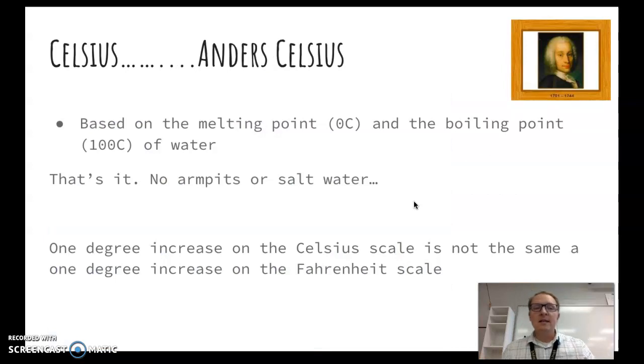Most of the world uses the Celsius scale. So thank you, Anders Celsius, for this one. This one makes a little more sense to me. This Celsius scale is based off of water. Where water melts and freezes, he called that 0. That was kind of a base point. And then decided that when water was boiling, he would call that 100. So that there were 100 units of measurement from where water would freeze or melt to where it would boil. And that's it. No armpits, no salt water, no nothing. Every 1 degree on the Celsius scale, though, is not the same as 1 degree on the Fahrenheit scale. They're different. They don't play particularly nice with each other, right?